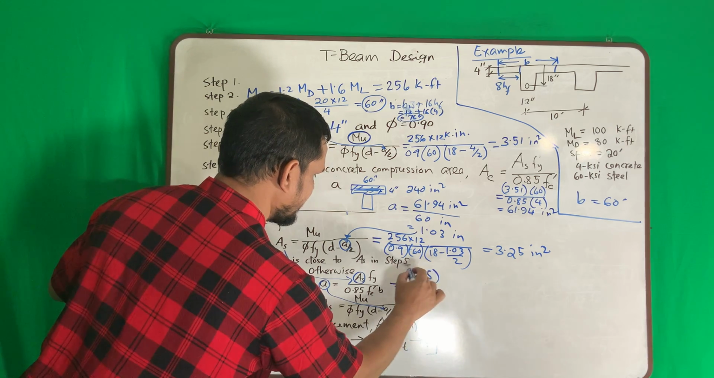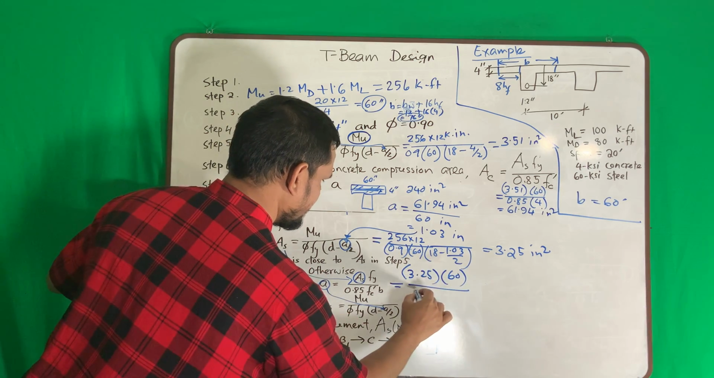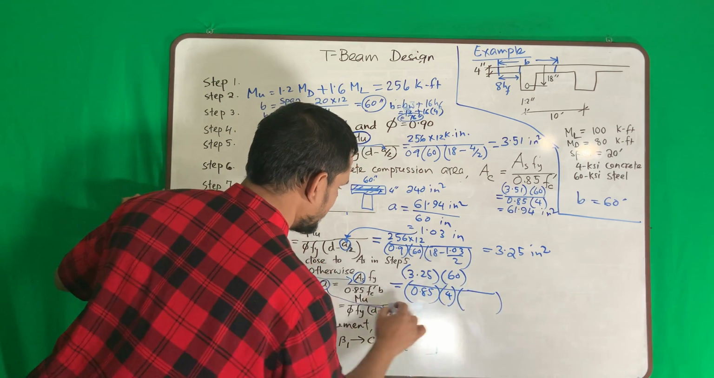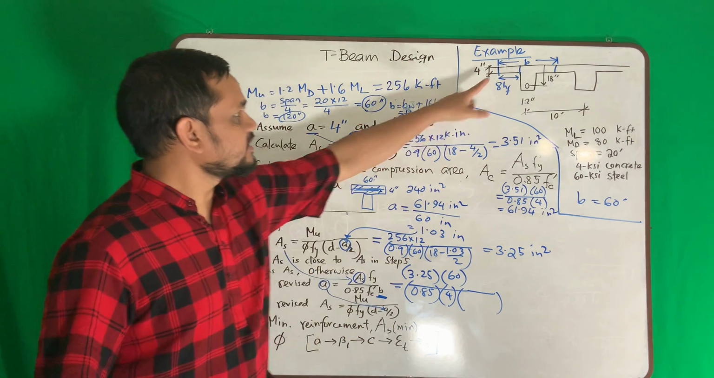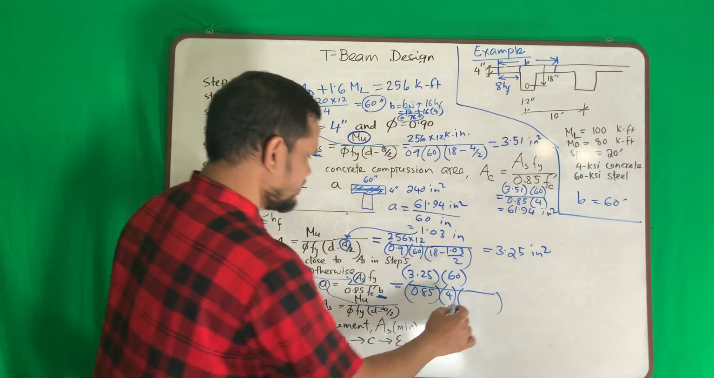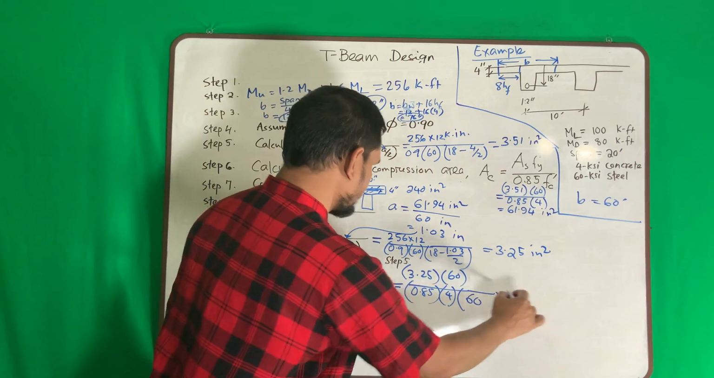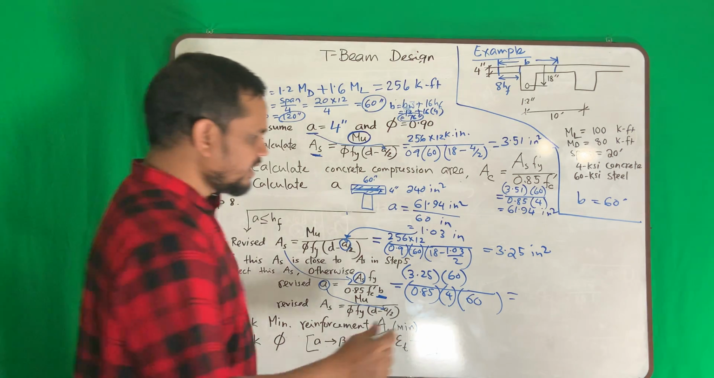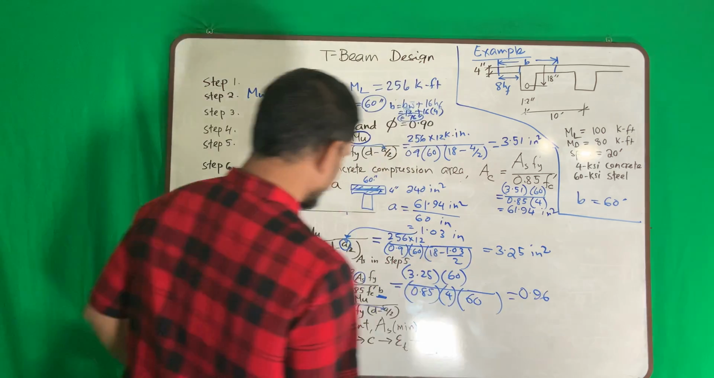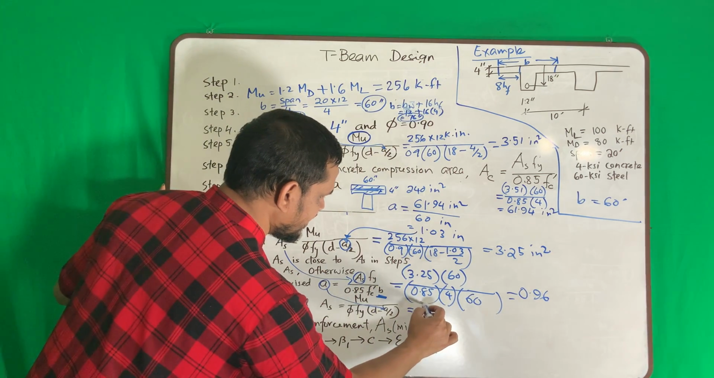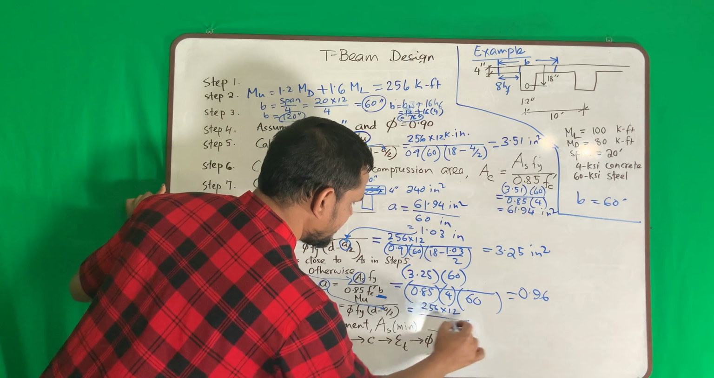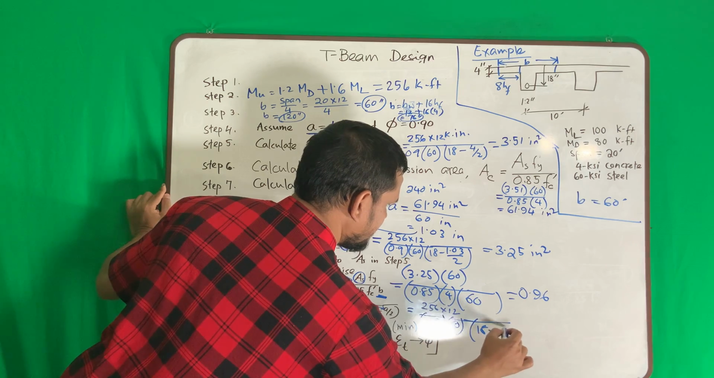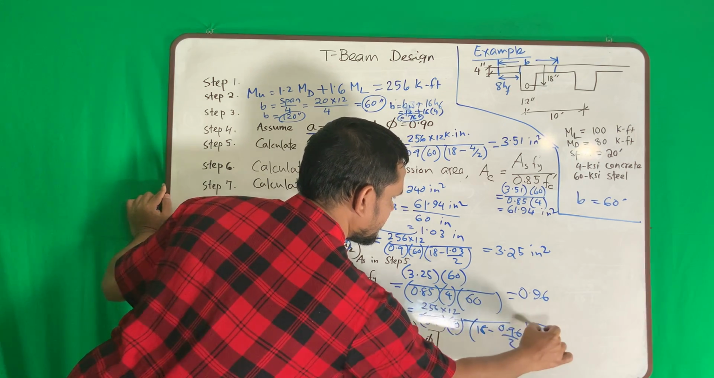So 3.25, 60, then 0.85, A prime C4, B. Do not make this mistake. This B is this B, not BW. So 60. Okay, what is our revised A? Revised A, if we do the calculation, it is 0.96. Then calculate your revised reinforcement again. 256 times 12, 0.9, 60, 18 minus 0.96 by 2.